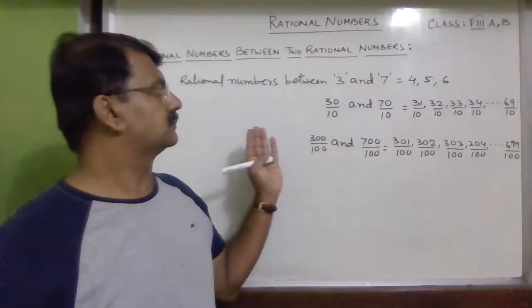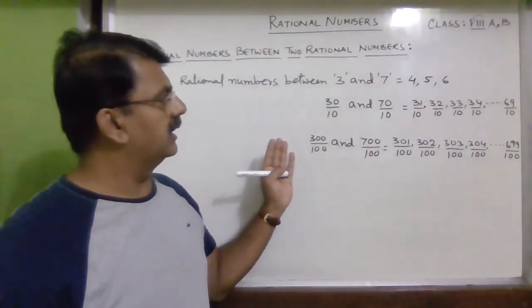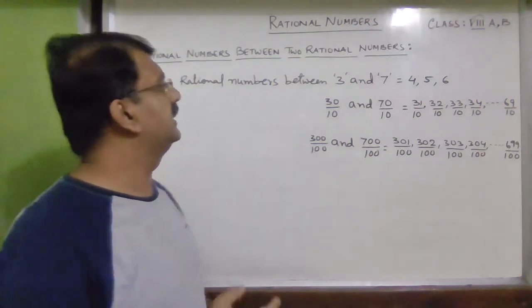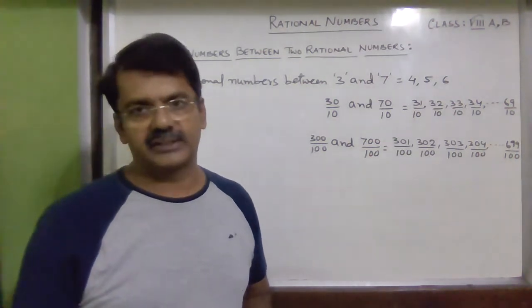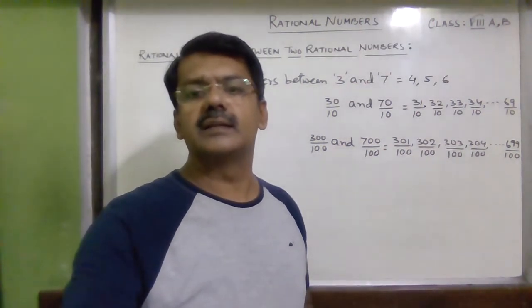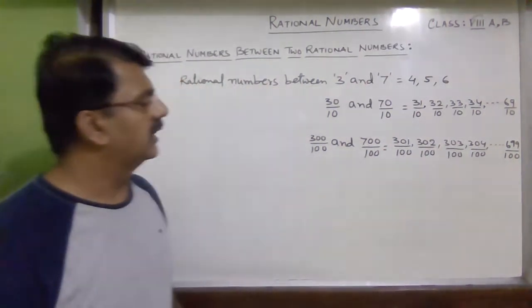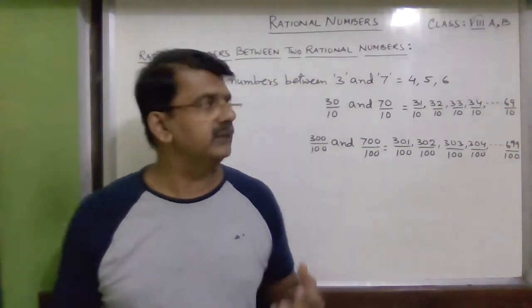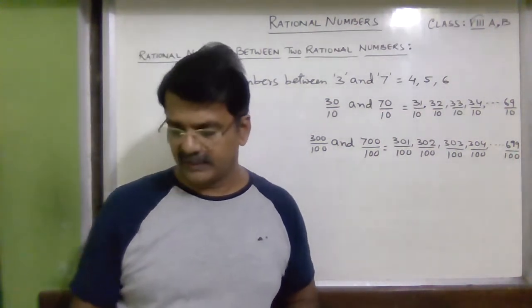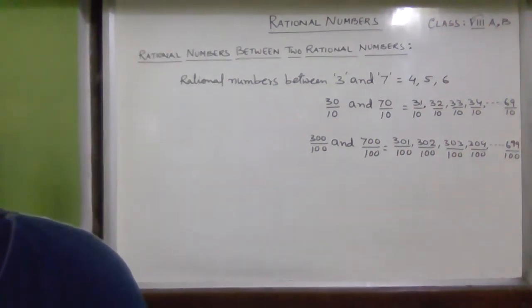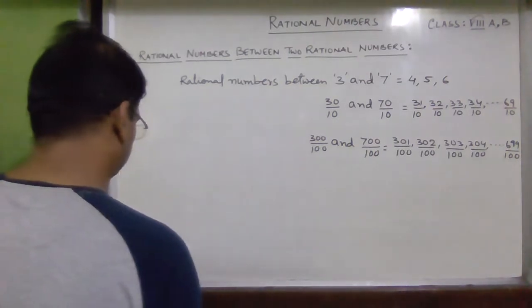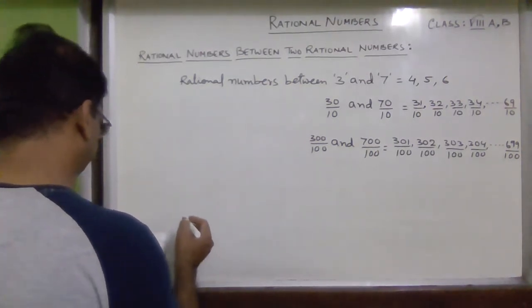So you can see that between 3 and 7 we can have a number of rational numbers. Now I will tell you a few questions in which we will find the number of rational numbers between given rational numbers.